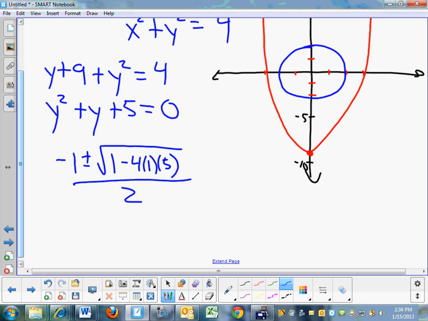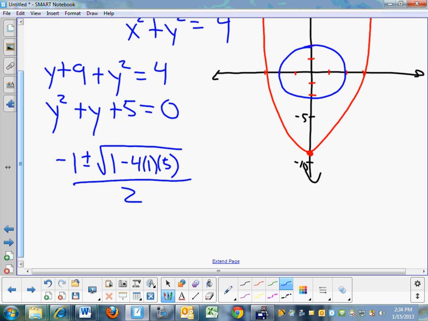Underneath the square root is the discriminant. The discriminant tells us the nature of the solutions. Tell me, what value do you get underneath the square root? Negative 19. Can you take the square root of a negative? Therefore, how many solutions do you have? 0 real. How many imaginary? 2. So there's no real number that satisfies this equation.